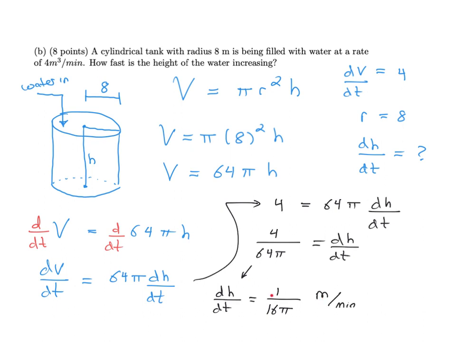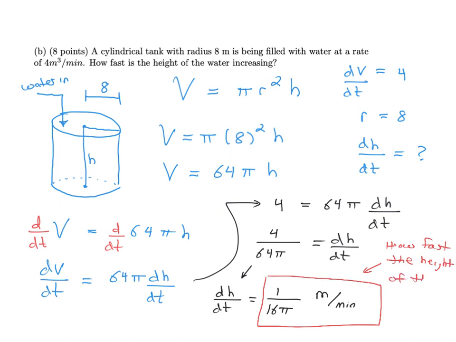Meters and not meters cubed because we're talking about a distance, so a distance is going to be just in meters, and the unit of time in the question was in fact minutes. So how fast is the water increasing? This fast. This is how fast the height of the water increases.